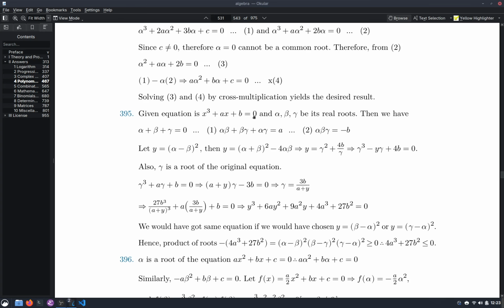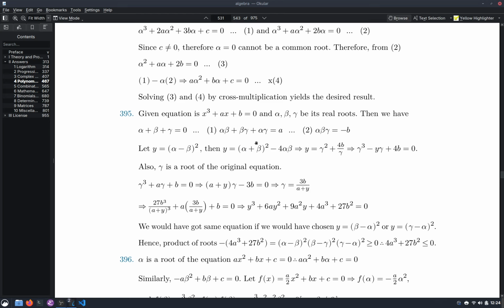Now we let the roots be alpha, beta, gamma. Then we have alpha plus beta plus gamma is equal to 0, alpha beta plus beta gamma plus alpha gamma is equal to a, and alpha beta gamma is equal to minus b. Now we let y be equal to alpha minus beta whole square. So y is equal to alpha plus beta whole square minus 4 alpha beta. So we substitute the value of alpha plus beta here, which is equal to minus gamma.